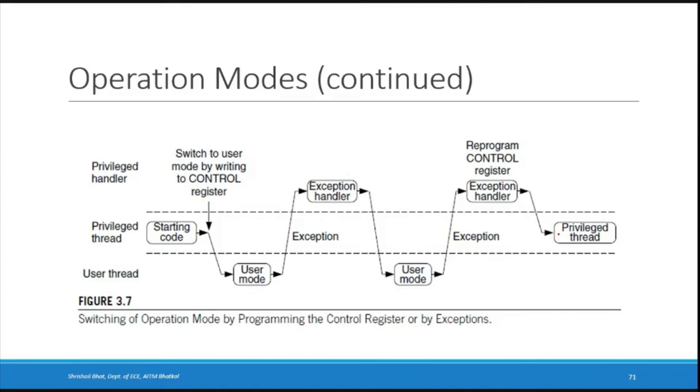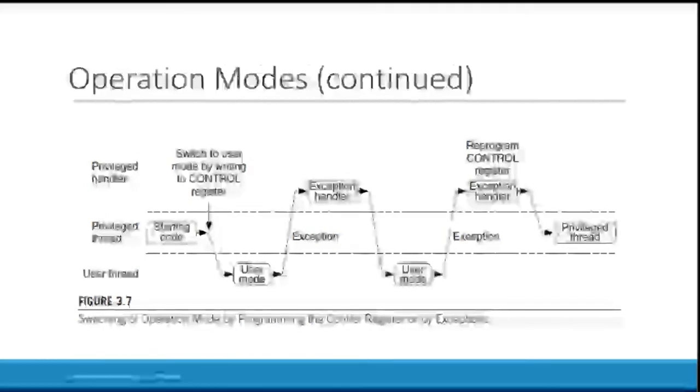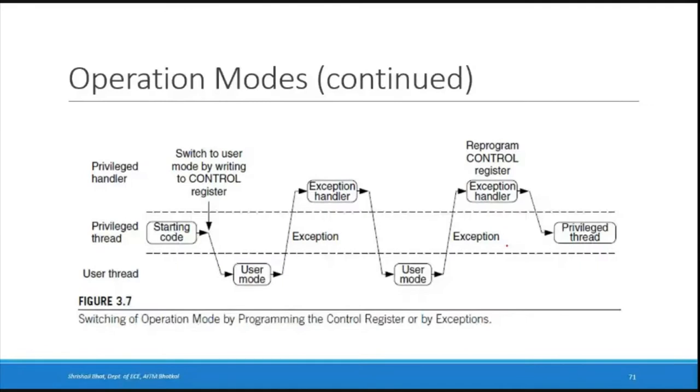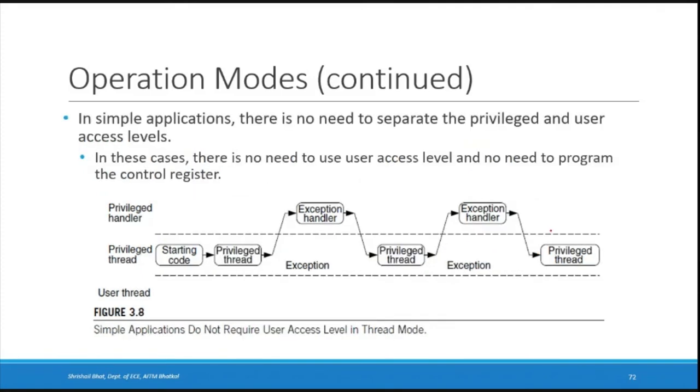So it has to cause an exception, and through programming the control register, we can change the state of a program from user mode, user thread, to privileged thread. So there is no direct transition from user mode to privileged mode. It has to go from user thread to privileged handler, and from there it has to come to privileged thread, right? So this is the way the switching is done for change of the operation modes.